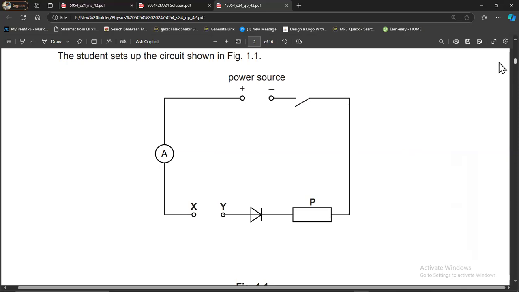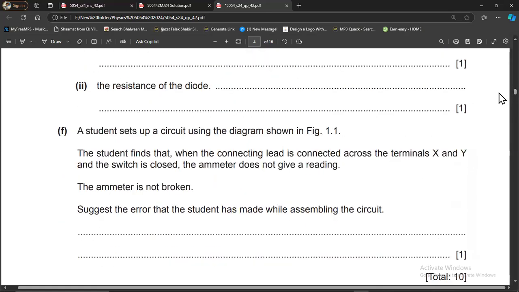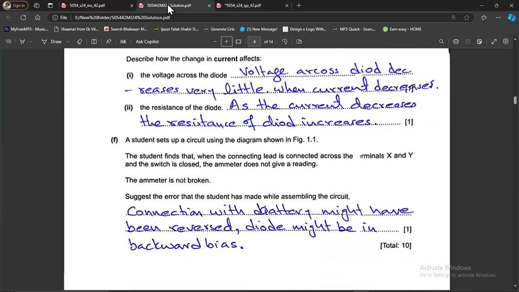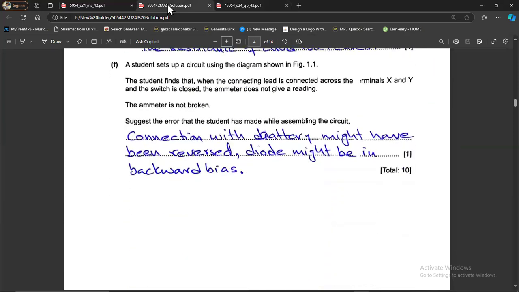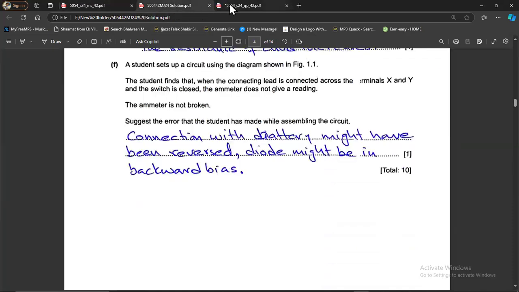So their question is, let me go to that question. Yeah, this is that question. Suggest the error that the student has made while assembling the circuit. So we think that the connection of the battery might have been reversed, the diode might be in the backward bias. So when the diode is in the backward bias, then no current can flow through the diode. So the ammeter will show zero reading. You can look at the marking scheme, question number 1F part. This is our answer.